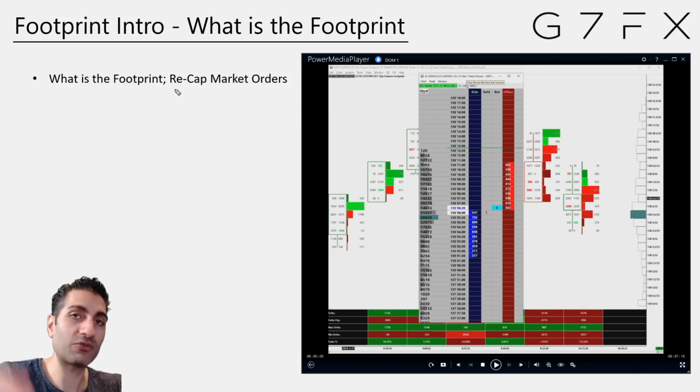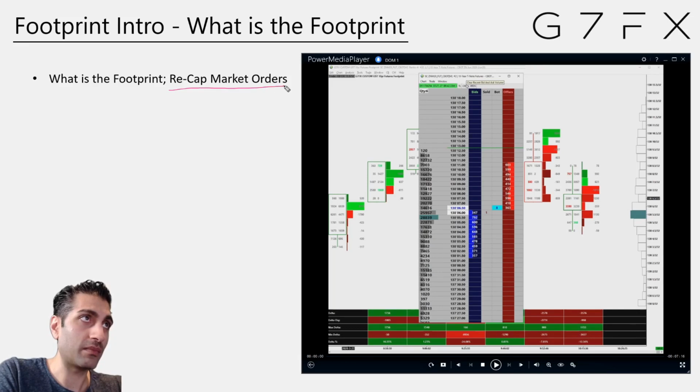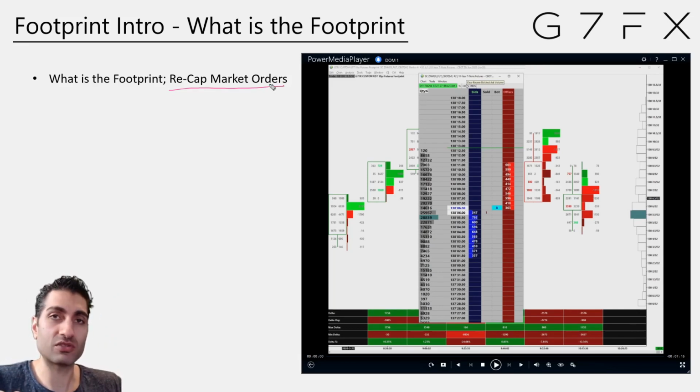So to prove to you that the footprint is the depth of market, what we're first going to do is we're going to recap market orders, but only for a few moments, because you just spent the last 3 months doing it.